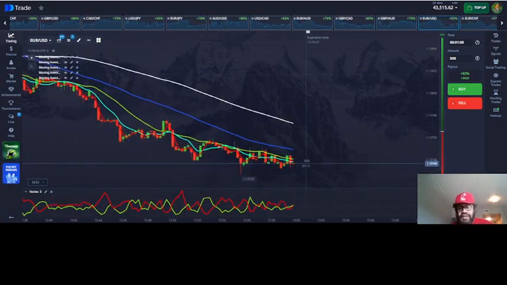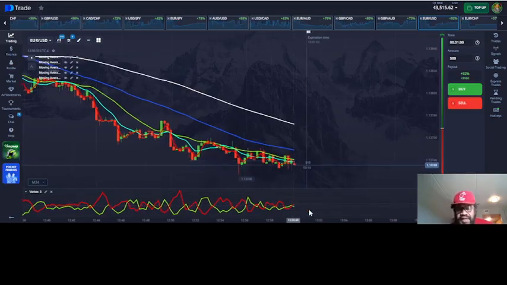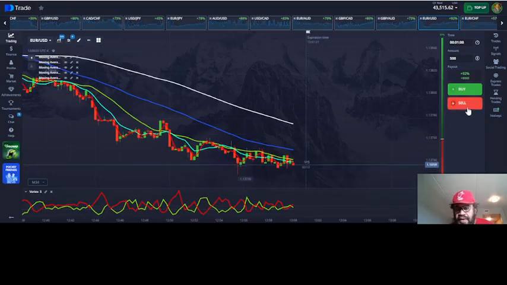Okay, so I'm watching this currency pair, the Euro US dollar. I'm waiting for the cross of the vortex lines. I'm waiting for the red vortex line to cross above the green vortex line here. Okay, so let's go ahead and take the trade here. All right, so I just took a sell trade here, waited for the vortex cross.